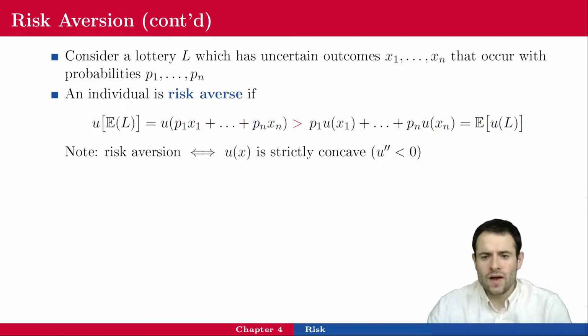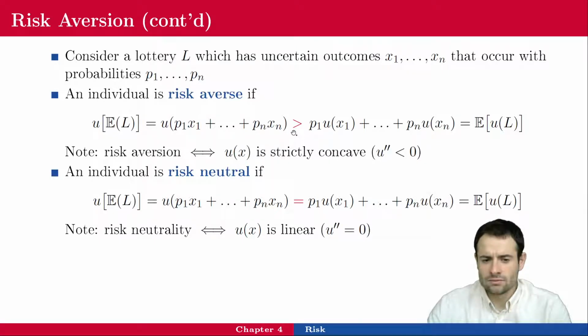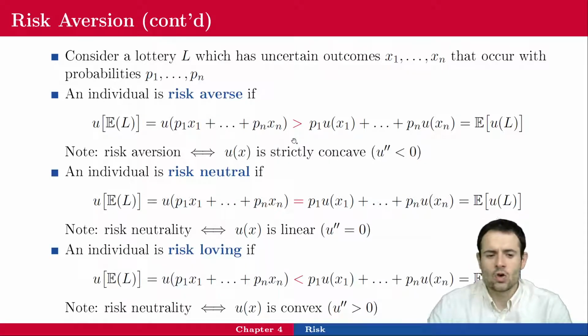So we defined the general inequalities here. Then we reversed those inequalities to define risk neutrality and to define risk loving behavior, which is just the opposite. It also means that if the agent is risk averse, his utility function is strictly concave. If he is risk neutral, his utility function is linear. And if he is risk loving, his utility function is convex.